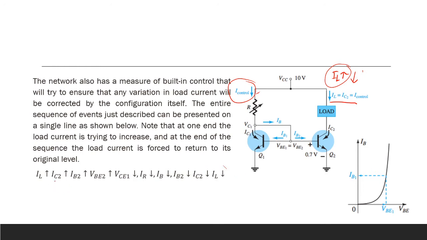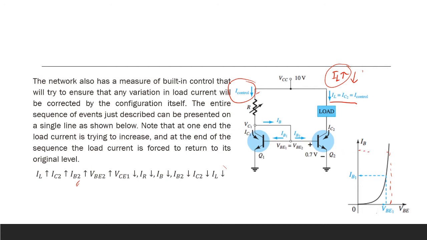So let's say for example, tumaas yung value ng IL natin. So kung tataas ang value ng IL, tataas din ang value ng IC2. Bakit? Kasi IL is equal to IC2. And yung IC2 natin, pag tumaas, tataas din yung IB because they are directly proportional to each other. Beta natin is constant. So, kung beta natin is constant, pag tumaas ang IC2, then dapat tumaas din yung IB2 natin. And kapag tumaas yung IB2 natin, based from your characteristic curve, kung tumaas yung IB2, let's say, ito na yung bagong value ng IB2 mo.